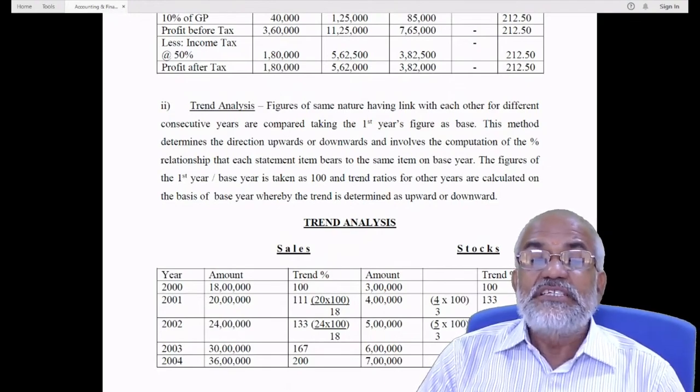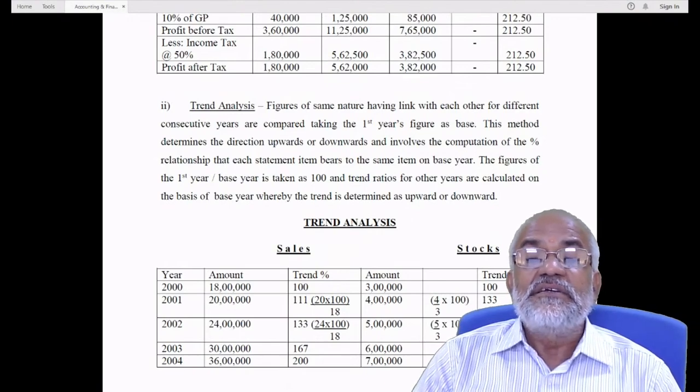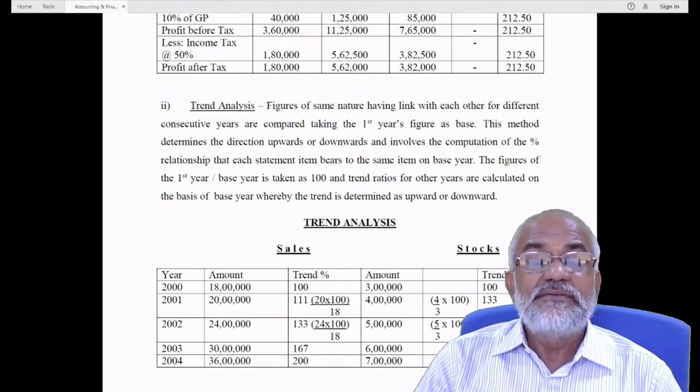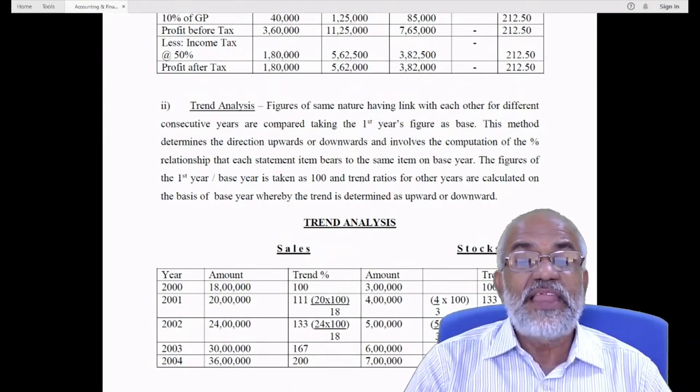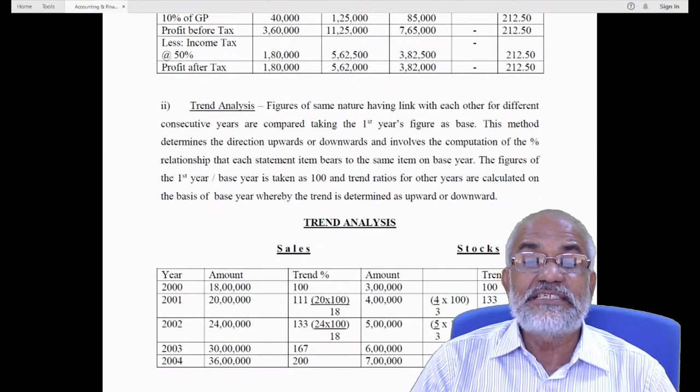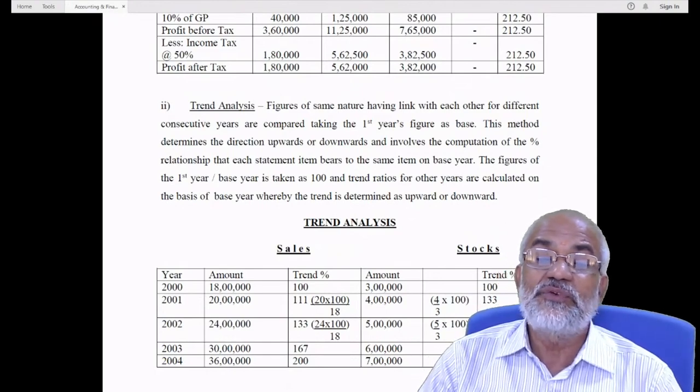For the year 2000, the quantum of stocks was 3 lakhs. For the year 2001, it was 4 lakhs. For 2002, it was 5 lakhs. For the year 2003, it was 6 lakhs. And for the year 2004, it was 7 lakhs.